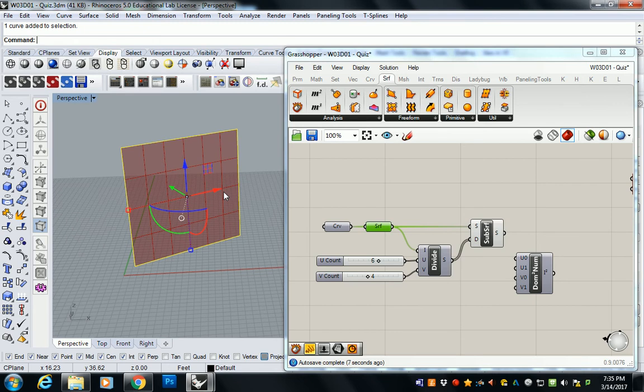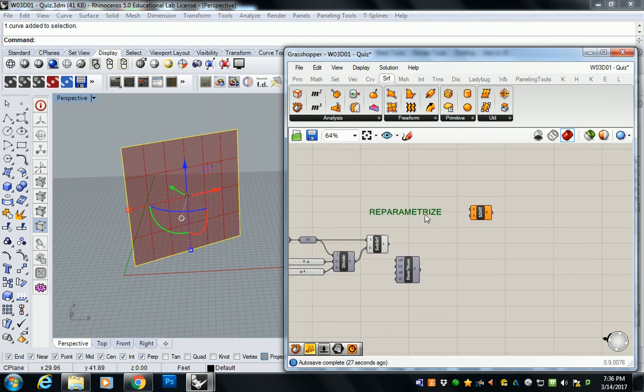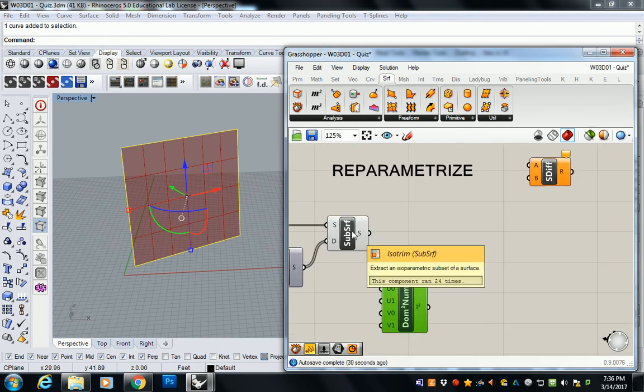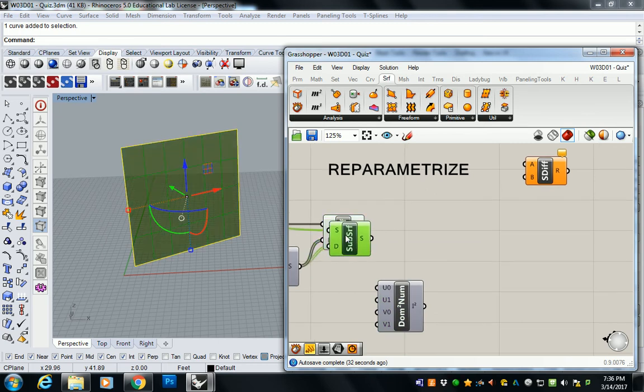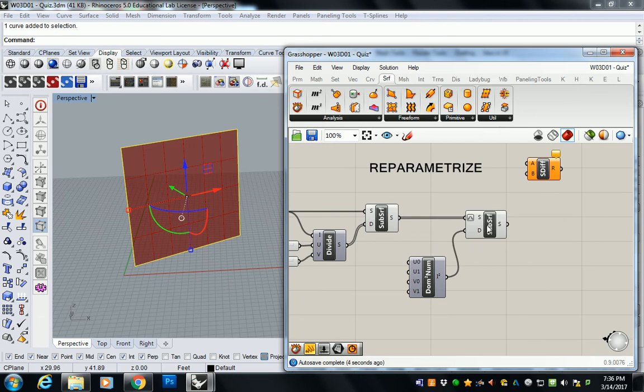So what happens next? Do you reduce it? Yeah, the next step is to reduce it. And to reduce it, that's where I need my reparametrize setting. That happens on the subsurface setting. So all I need to do is copy and paste this thing over, go from surface to surface now, and plug this domain in there, and that one is going to be reparametrized.